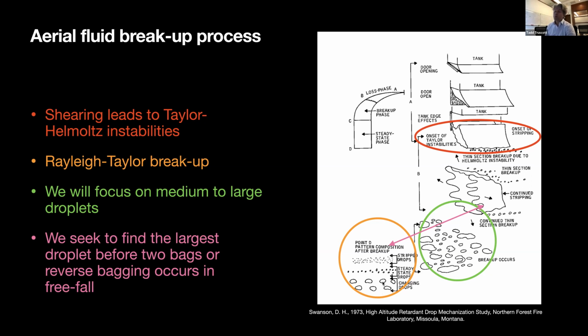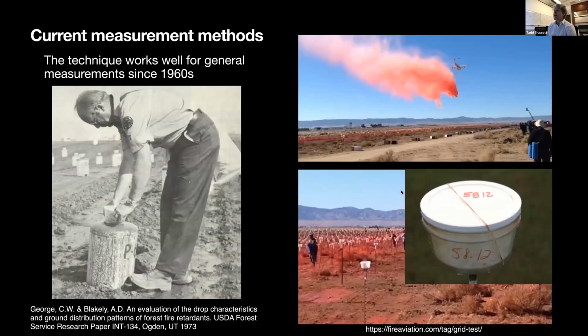Rain is typically somewhere between 3 and 4. The largest rain droplet ever recorded was 8, but we will be looking at all the way up to 60 millimeter droplets, because we're looking in this green region for where breakup occurs. This is kind of how it's done right now.